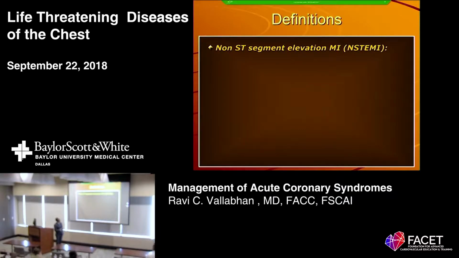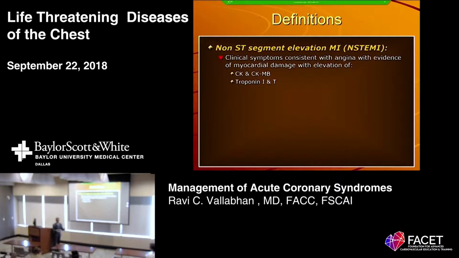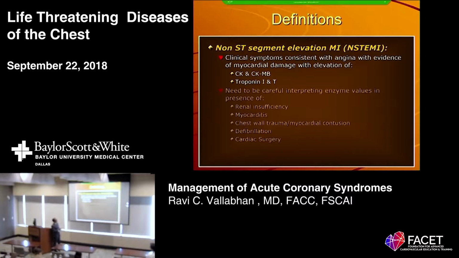Non-ST segment elevation MI is basically an unstable angina patient who has a positive marker. That's defined by troponin. You see a patient who comes in with symptoms, just like the unstable angina patient, but now their cardiac enzyme marker is up, either your CKMB or troponin I, whatever you use in the hospital.